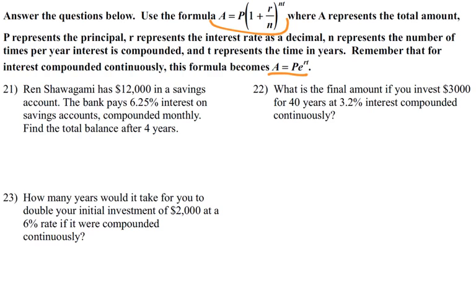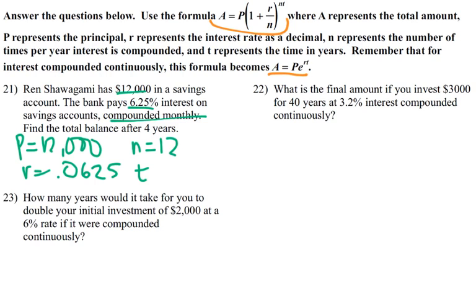So, number 21, Ren Shawagami has $12,000 in a savings account. The bank pays 6.25% interest on savings accounts, compounded monthly. Find the total balance after 4 years. So, we've got 12,000, so that's our principal. We've got our rate, which is 6.25%, but remember, when we use it in math, we make it a decimal, so 0.0625. Compounded monthly, how many months are in a year? 12. And a time of 4 years.